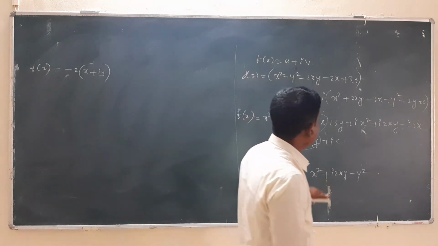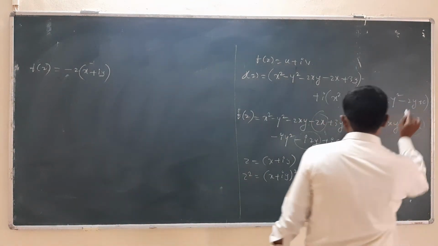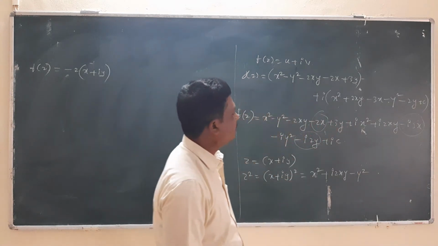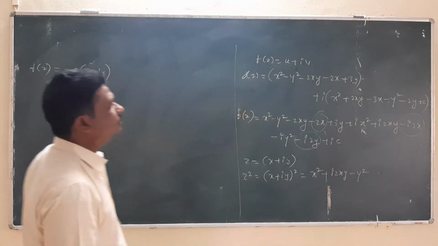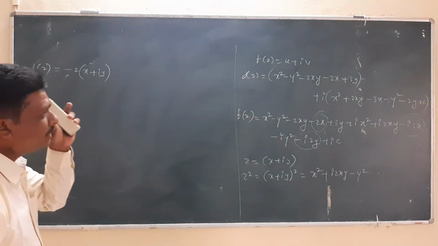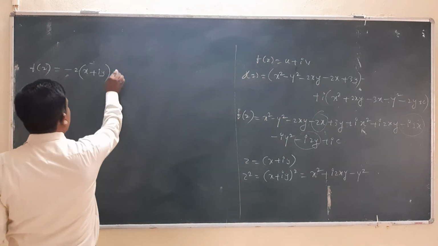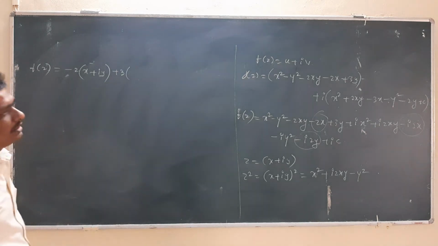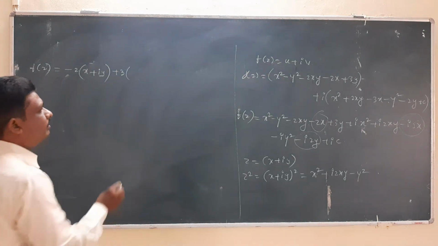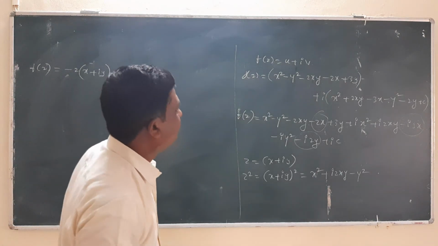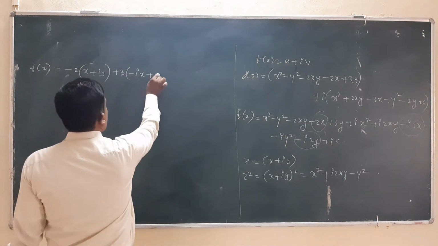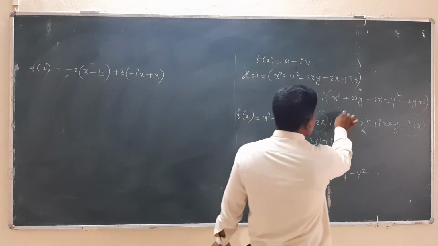Then here we are having minus 3i x and here we are having plus 3y. So I will take plus 3 as common, so the remaining is minus i into x plus y. So this is also over.